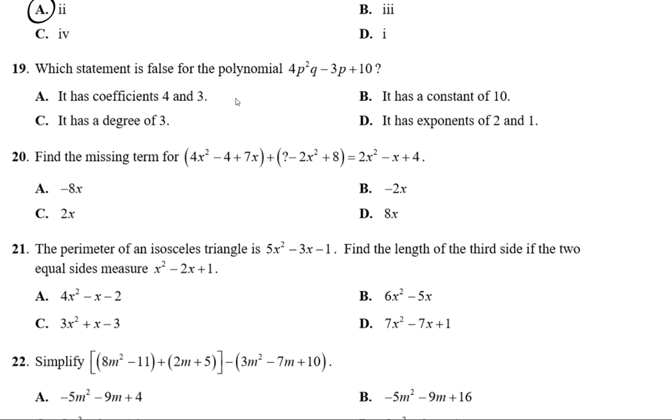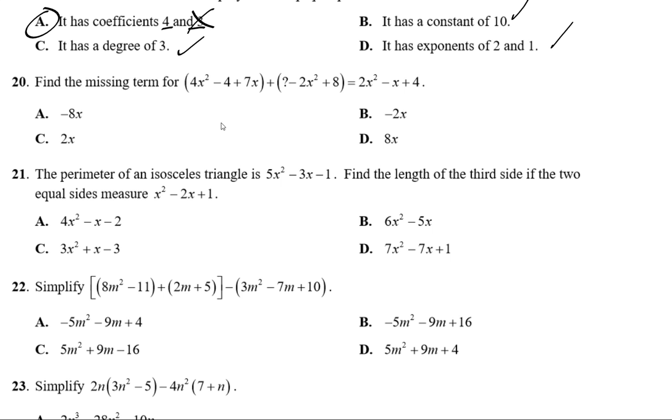Next, for 19, which statement is false for this polynomial? It has coefficients 4 and 3. Coefficient here is 4. The coefficient here is -3. That's false. Let's check the rest, though. It has a constant of 10. Yes. It has a degree of 3. This is a 2, and that's a 1. That's a 1. So together, this 2 plus 1, yeah, that's a degree of 3. That's okay. And D, it has exponents of 2 and 1. There's a 2, and there's a 1, and there's a 1. Yeah, those are the exponents. Those are all true. The only one that was false was the first one.